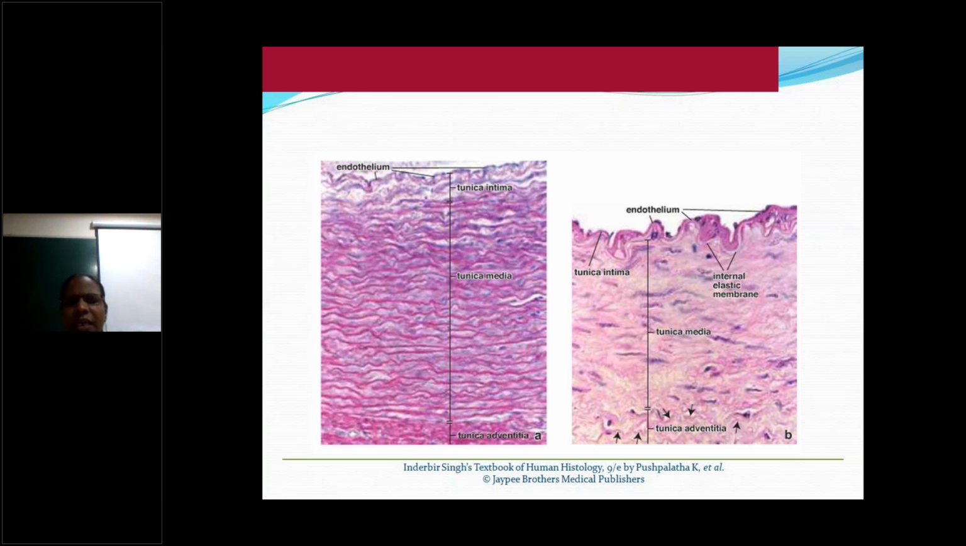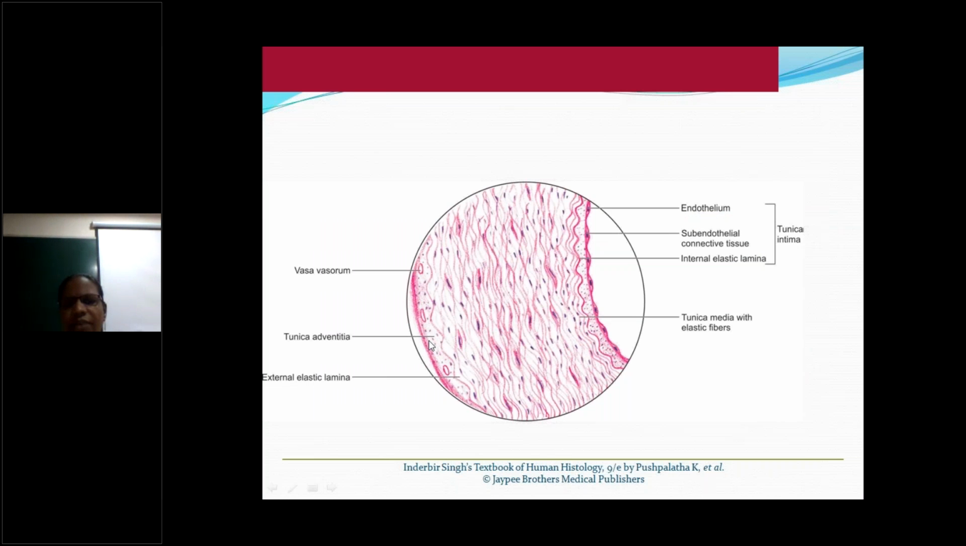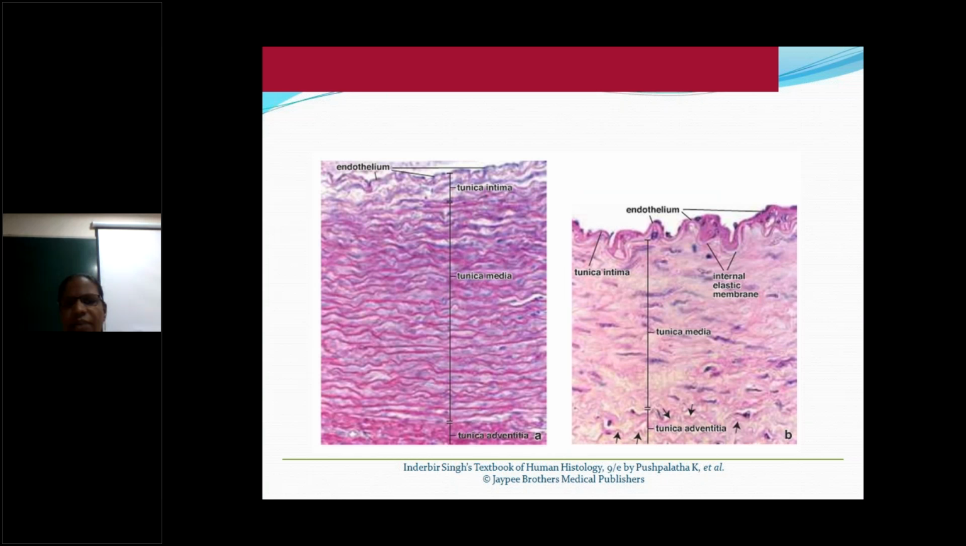In the large artery, tunica media is more in amount, and the tunica media contains more number of elastic fibers. The remaining collagen fibers and smooth muscle fibers are less in number, with fibroblast cells present in the tunica media. And tunica adventitia contains general connective tissue fibers. In that, collagen fibers are present with small blood vessels, which we call the vasa vasorum. So this is the large artery part.